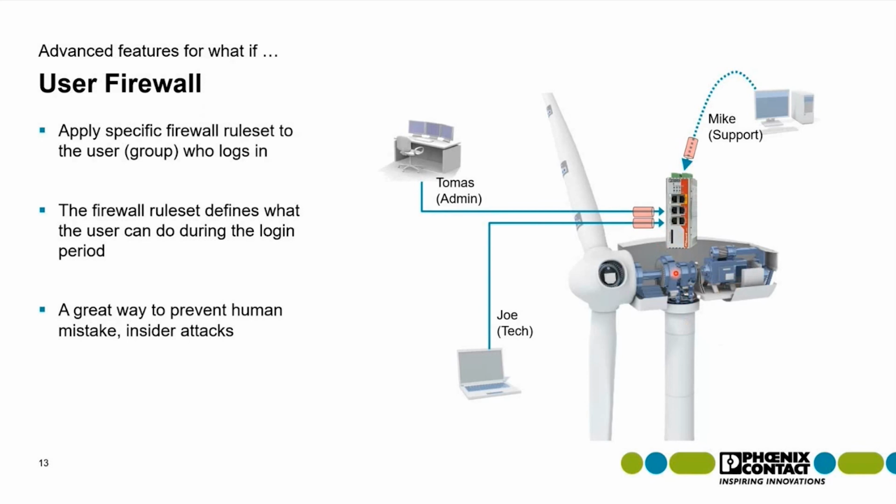But in certain conditions, for example, when Thomas, or when Mike, like a remote support, logs in to the firewall, it will open the path from external to internal for them. So Mike can go into here, and for example, Thomas can go into here. But for example, like Joe, we can set the user firewall rule so that he cannot access the internal.